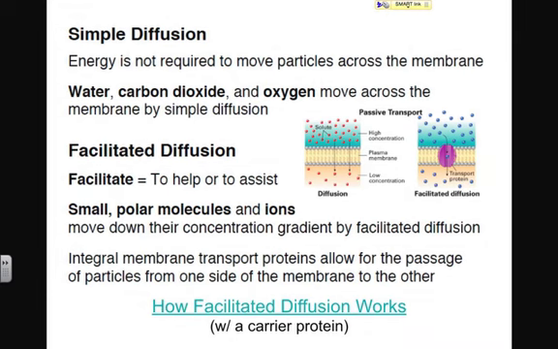So in simple diffusion, again, no energy is required because those particles are simply going to bounce off one another and spread out into empty space. Molecules like water and carbon dioxide and oxygen can all move across the membrane by simple diffusion. But again, most particles, especially those large polar ones, can't cross the membrane by themselves. They have to get help, and that help comes in the form of a transport protein. Transport proteins are involved in facilitated diffusion, where facilitate means to help or to assist, and it's going to be those small polar molecules, those large polar molecules, and ions that use transport proteins to move from a high concentration to a low concentration.